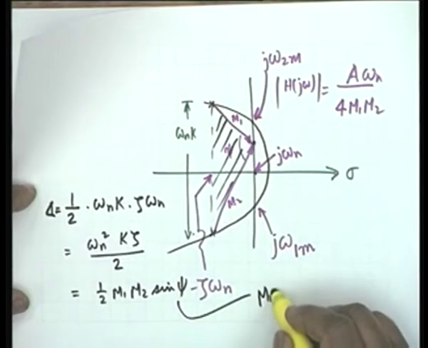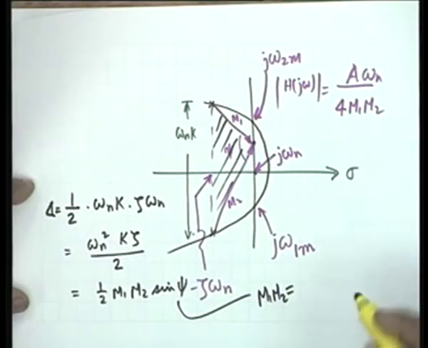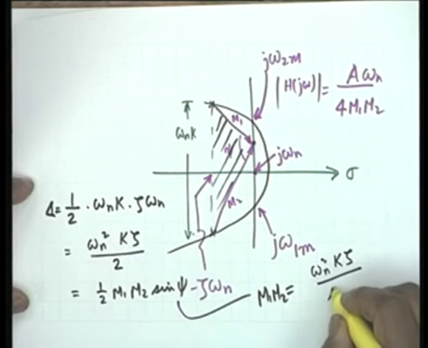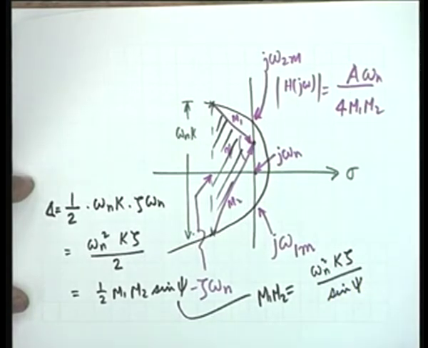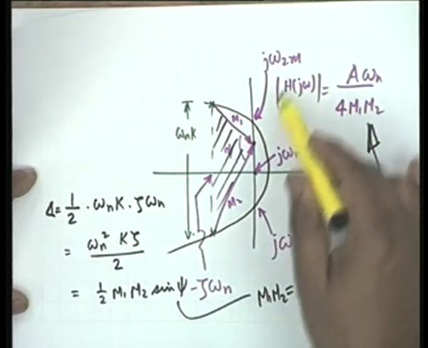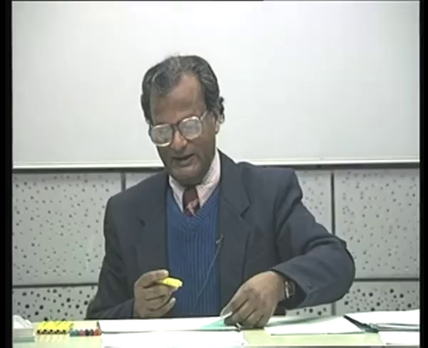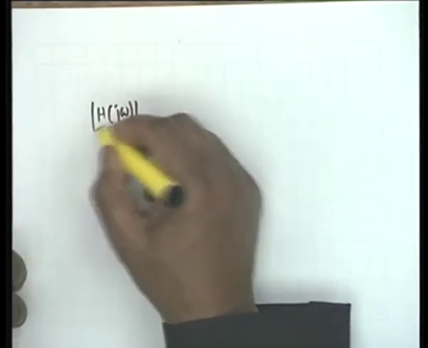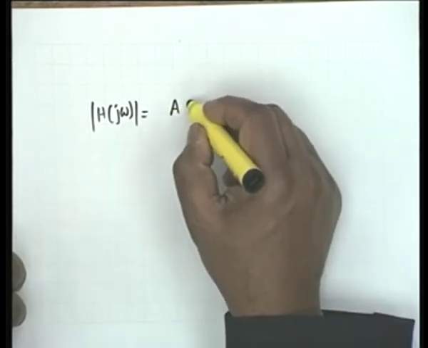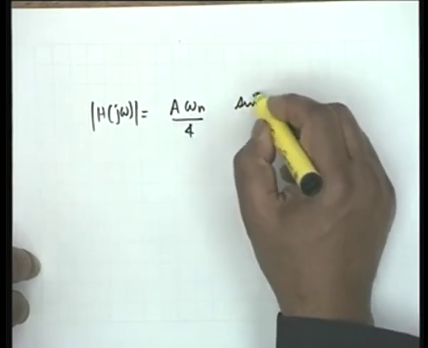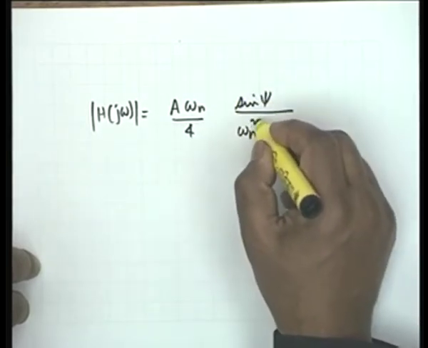M1 m2 becomes equal to how much? Omega n squared k zeta divided by sine psi. All right. Let me substitute this m1 m2 in this equation, that is the equation for h of j omega. If I do that, then I get the following result. I get magnitude h of j omega as equal to a omega n divided by 4, then 1 by m1 m2. So, I shall have sine psi divided by omega n squared k zeta.